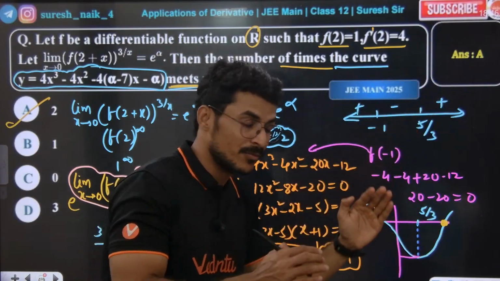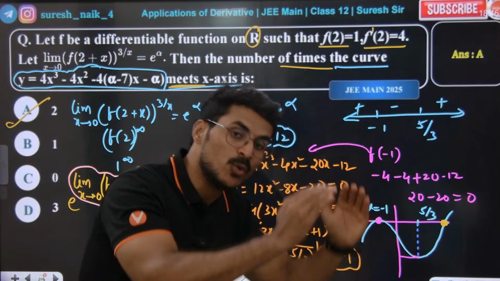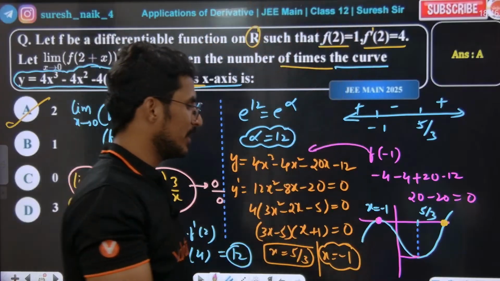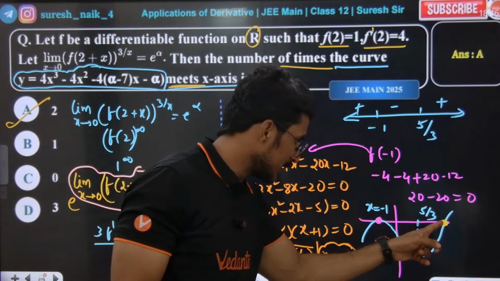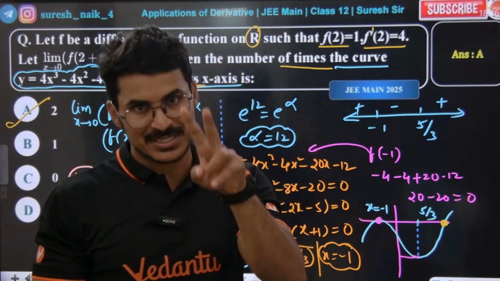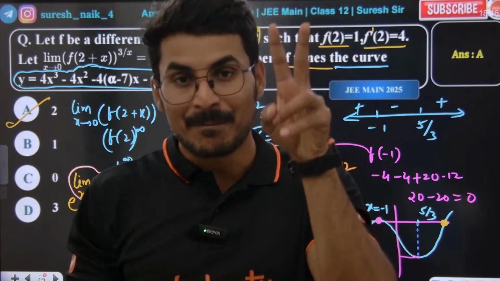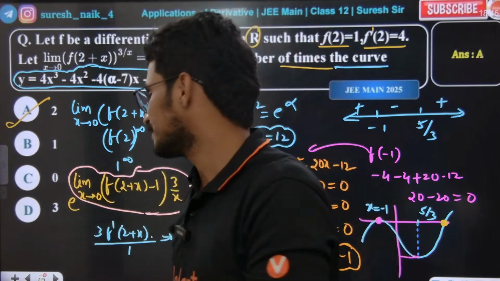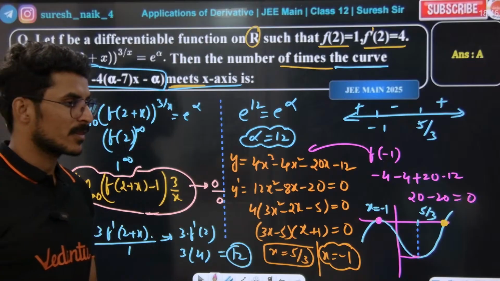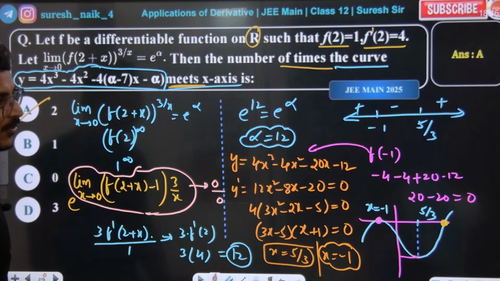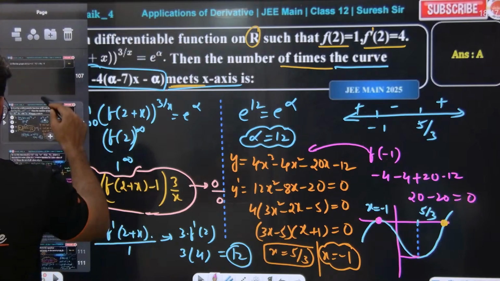After 5 by 3 the graph is going towards positive infinity. The graph is going towards positive x-axis, positive y-axis. So at this point and at this point, at 2 points, the graph is meeting the x-axis. So the answer is 2. Understood? Yes or no, tell me. Very good, sir. This is how we do the questions.